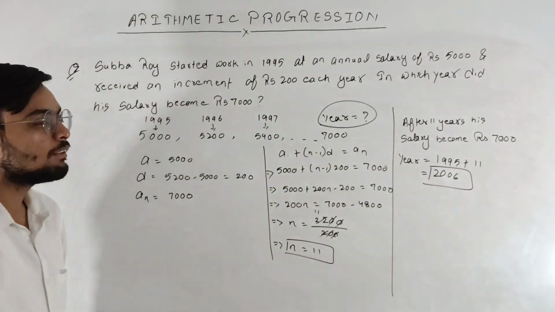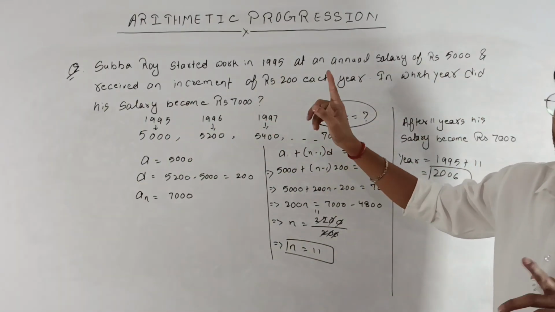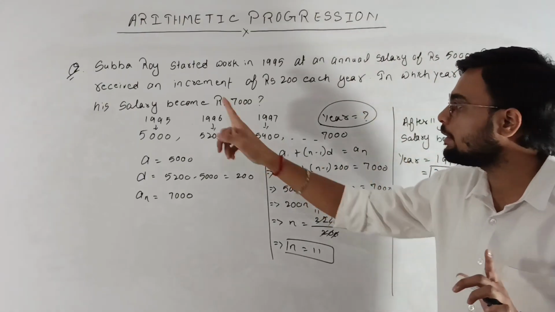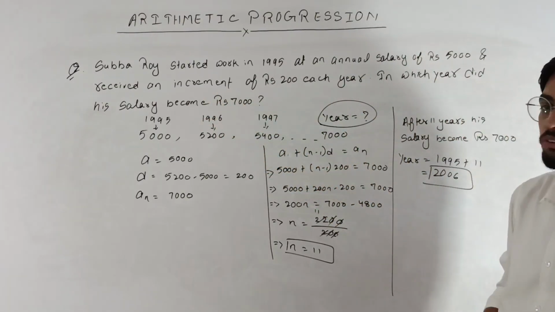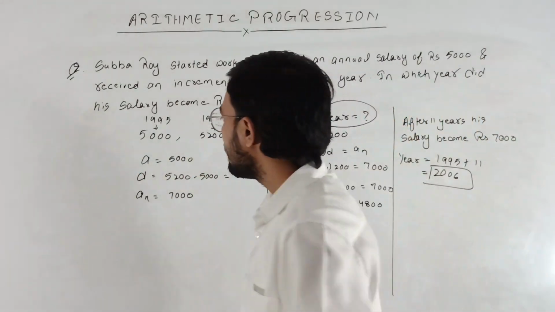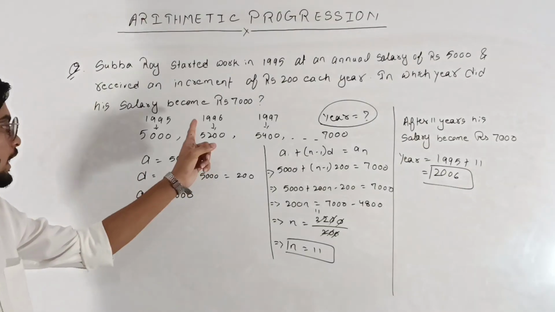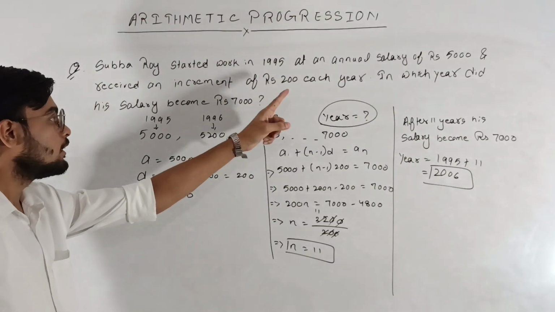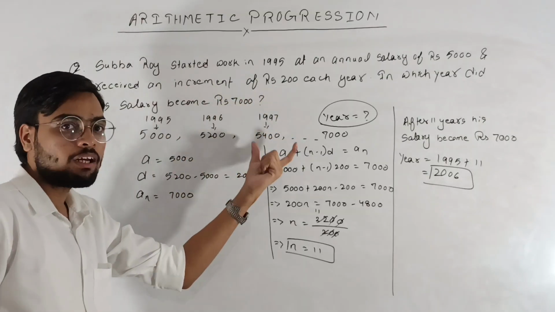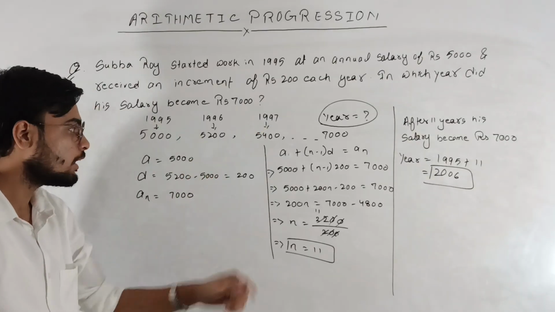Got it? Let's see one more time. There is a person who started work in 1995 at a company with an annual salary of rupees 5,000, and he received an increment of rupees 200 each year. The question is asking at which year his salary becomes rupees 7,000. So first I write his joining salary, 5,000 in 1995. Now in 1996 he receives an increment of rupees 200, so salary is 5,200. In 1997 again he received a 200 increment on the base salary, so his salary becomes 5,400.